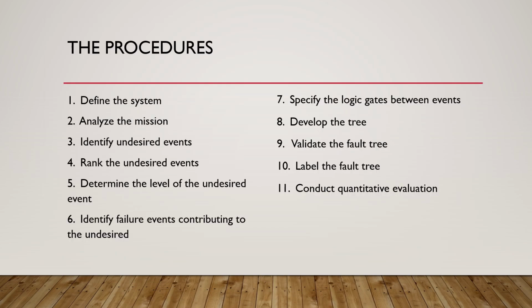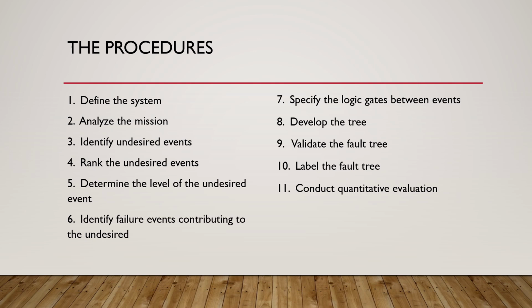We will now discuss the key steps involved in conducting or developing a fault tree analysis. Essentially, we're running through the procedures. In the first step, we define the system, identifying purpose, mission, and goals, while delineating boundaries and noting constraints of the system. We analyze the mission with the intent of breaking mission goals into smaller units. We identify the undesired events using a group of experts.